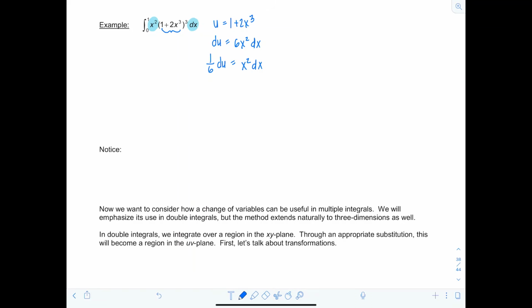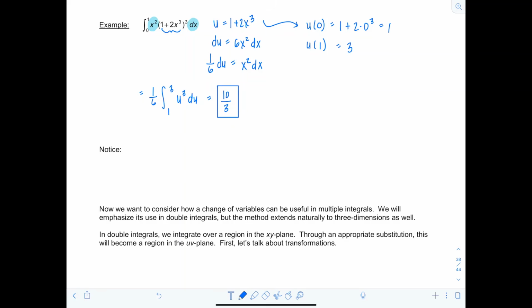And then before I'm ready to make my complete change of variables, I have to figure out what my new limits of integration are going to be. And so substituting in the lower limit of 0, u of 0 would equal 1 plus 2 times 0 cubed, which is 1. And then similarly, u of 1 would be 3. So now I'm ready to rewrite my integral. It's going to be 1/6 times the integral from 1 to 3 of u cubed du. And then it's pretty painless to figure out that that's going to come out to 10/3.